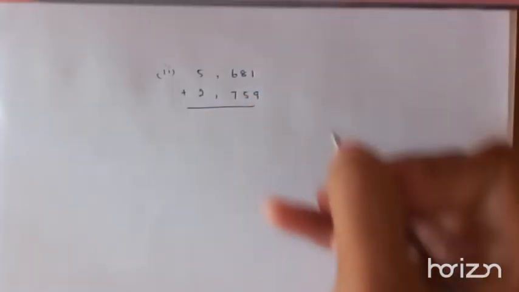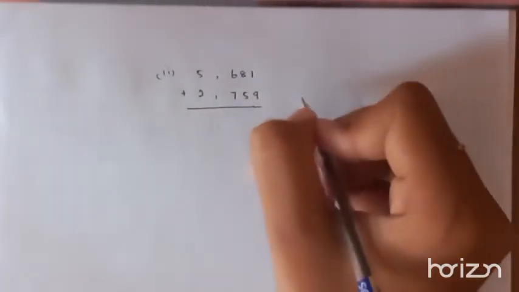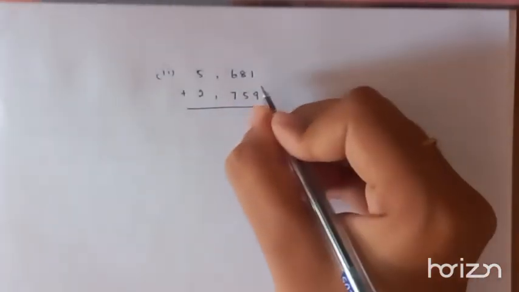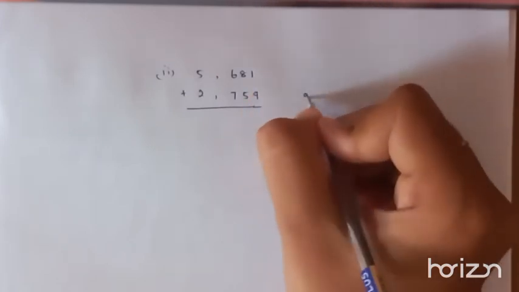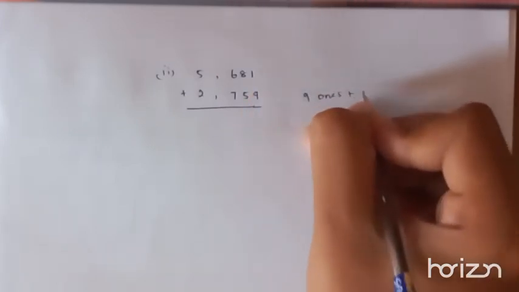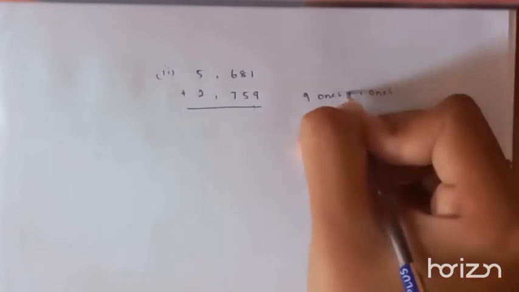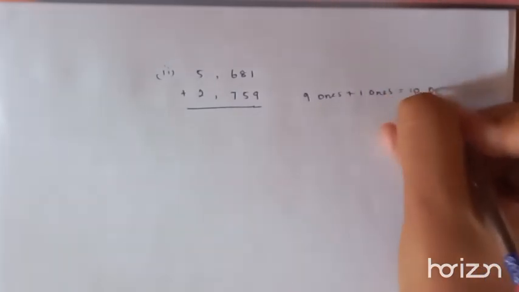So let's take a look at another question in here. So over here, what we are going to do is we're going to add 5681 plus 2759. And in here, we need to add 9 ones and 1 one together. Right? 9 ones and 1 one together.